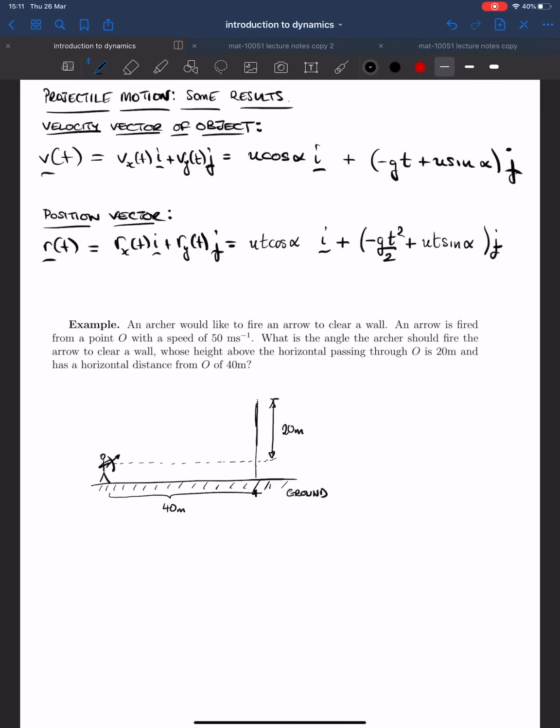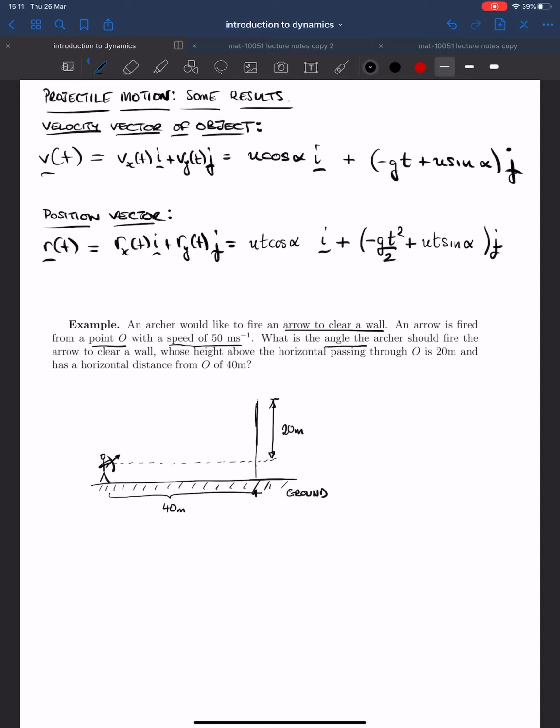So in this example, what we need to do is use what we've derived already in order to find another angle, this time for an archer who intends to shoot an arrow to clear a wall. It says that the arrow is fired from a point O with speed of 50 meters per second. Don't forget, it says a point O. This will relate to where we have to put our reference system in, which I'll do in a second. And then we're asked, what's the angle?